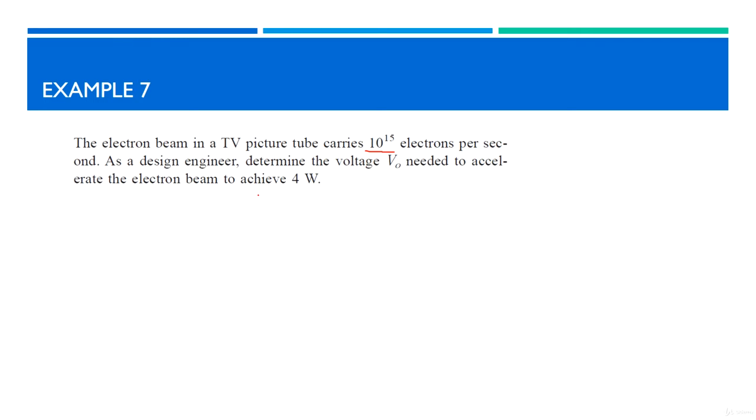So what is required in this problem? We need to find the voltage, and we have the power. You know that the power is equal to the voltage multiplied by current. So the power is 4 watt. The voltage is the one which is unknown for us, and the current is not given. So we need to find the current in order to get the voltage. So how can we find the current?